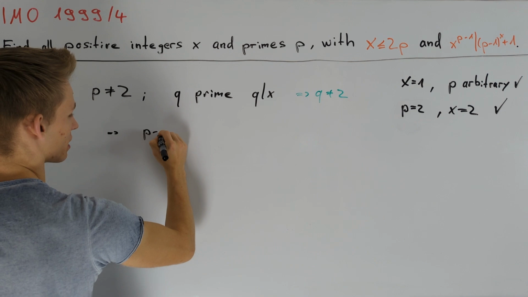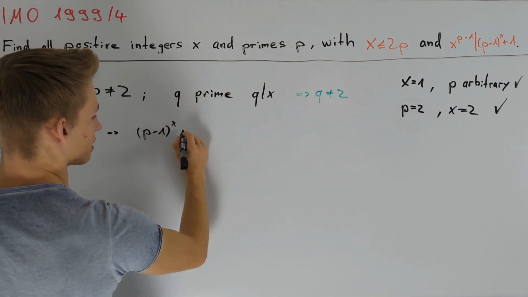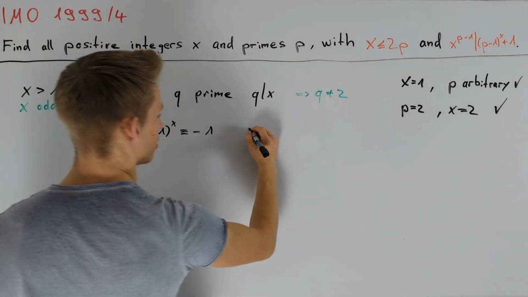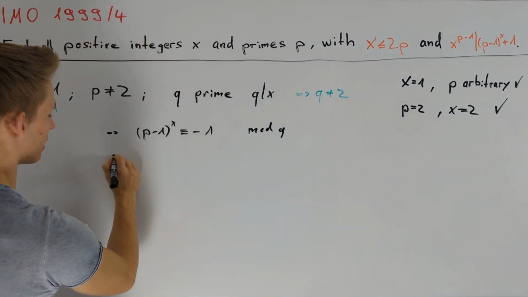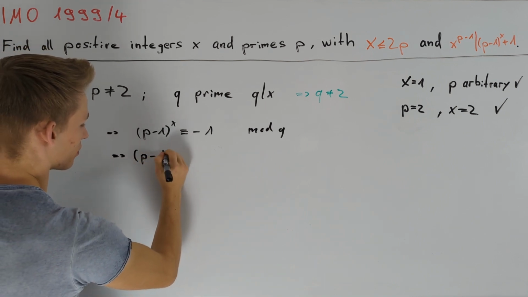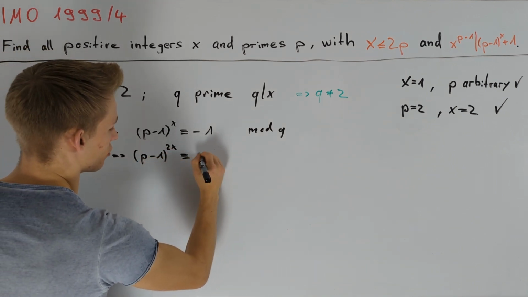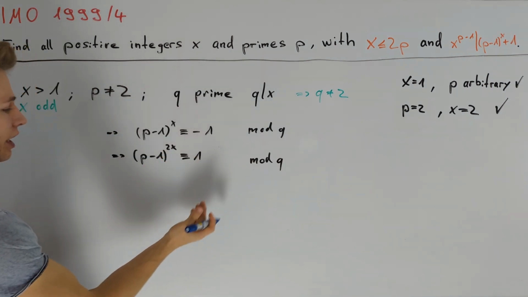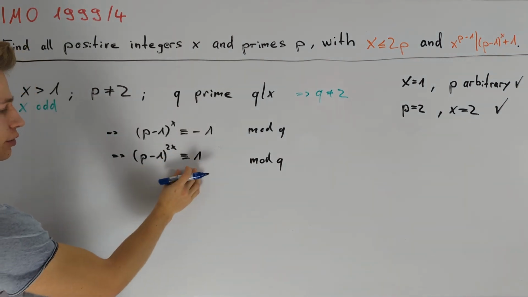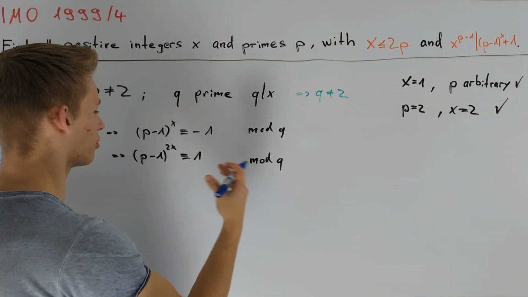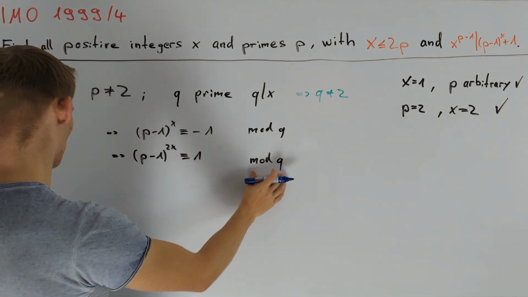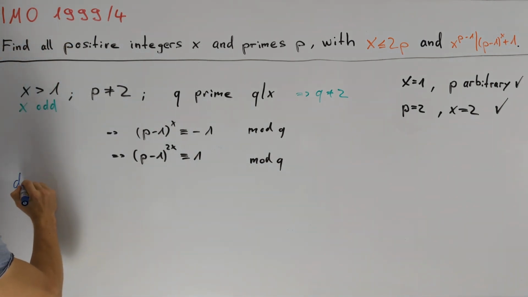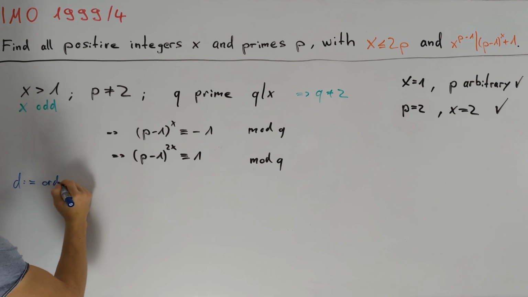Moreover, since q divides x, we know that q also divides the right-hand side, so we conclude that (p minus 1) to the power of x is congruent to minus 1 modulo q, or if we square both sides, we get that (p minus 1) to the power of 2x is congruent to 1 modulo q. Whenever we have the power of an integer congruent to 1 modulo a prime number, it's a good idea to consider the order of this integer modulo the prime number. So we want to define d to be the order of p minus 1 modulo q.